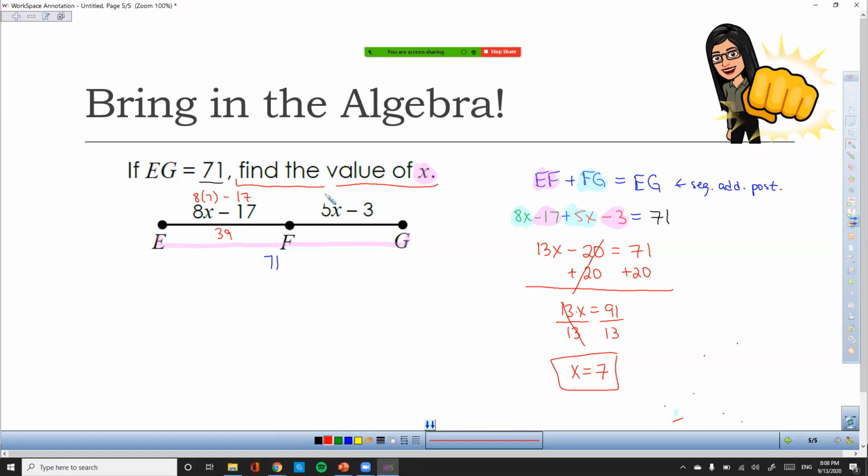And then let's do the same thing here. 5 times, instead of the x, I know that x is 7, times 7 minus 3. How much is that going to give me? 5 times 7 minus 3 gives me 32. So if I add these two numbers, what should it give me? It should give me 71. And yes, if you check in your calculator, 39 plus 32 gives me 71. So this assures me that my answer is correct, that x does equal 7. You can always go back to double check your answer. But in this case, my answer is x equals to 7.